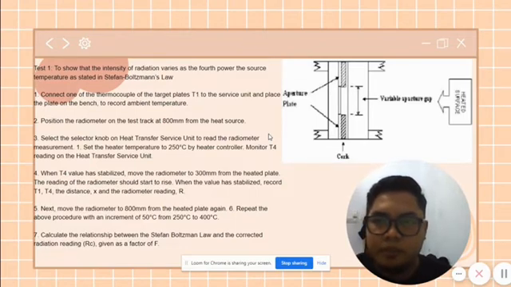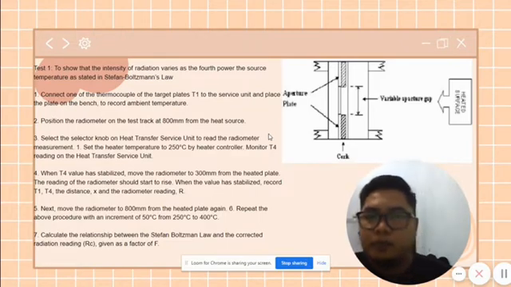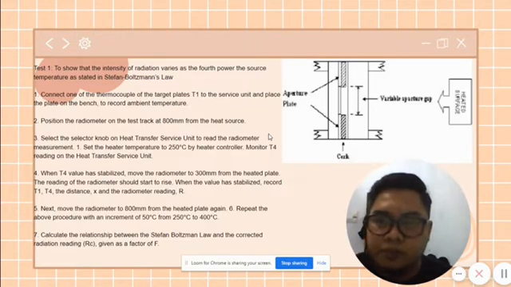Second, position the radiometer on the test thread at 800 mm from the heat source. Third, select the selector knob on the heat transfer service unit to read the radiometer measurement. And then set the temperature to 250 Celsius by the heater controller. Then we monitor the T4 reading on the heat transfer service unit.